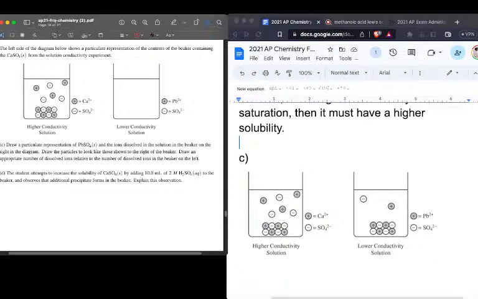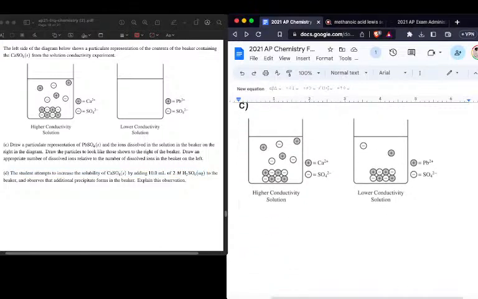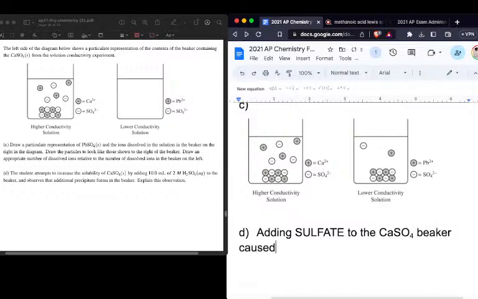Great, we did it. The student attempts to increase the solubility of calcium sulfate by adding sulfuric acid to the beaker and observes that additional precipitate forms. Adding sulfate to the CaSO4 beaker caused more CaSO4 to precipitate due to Le Chatelier's principle.